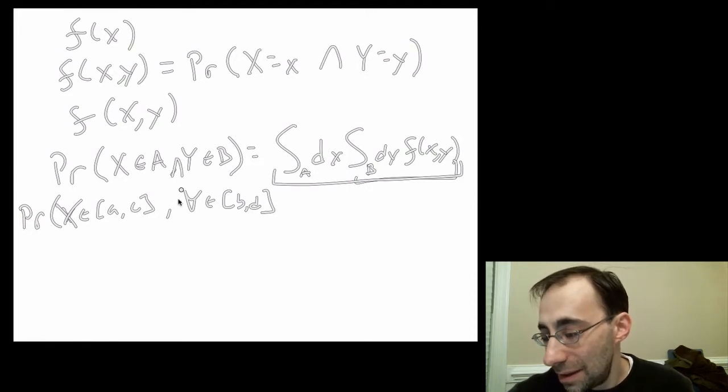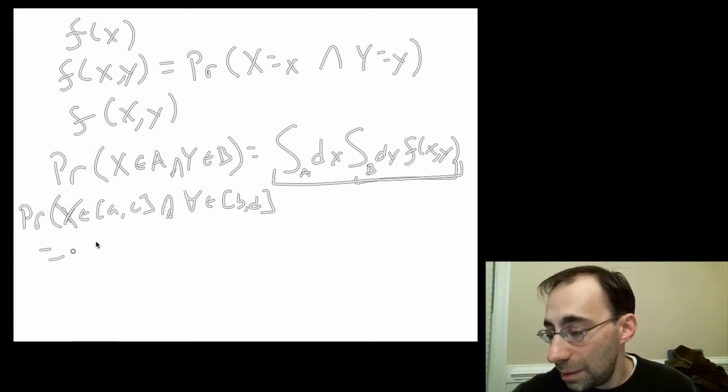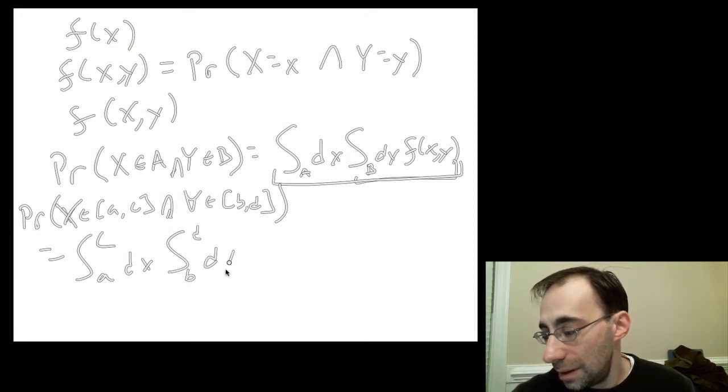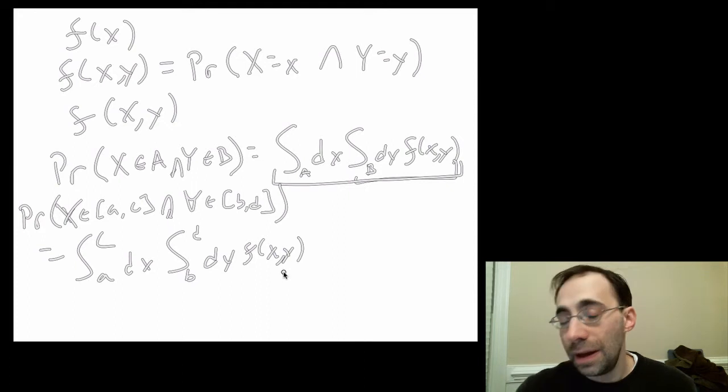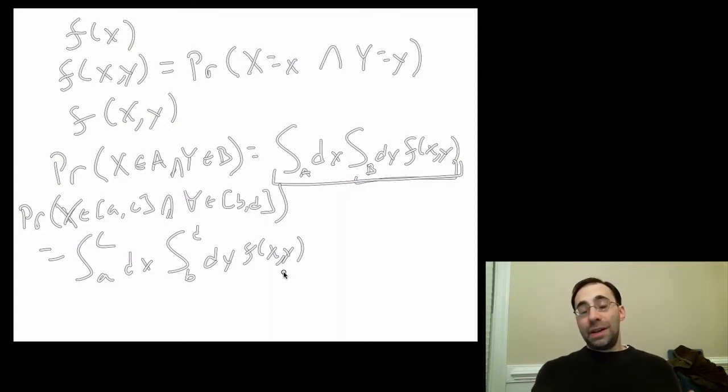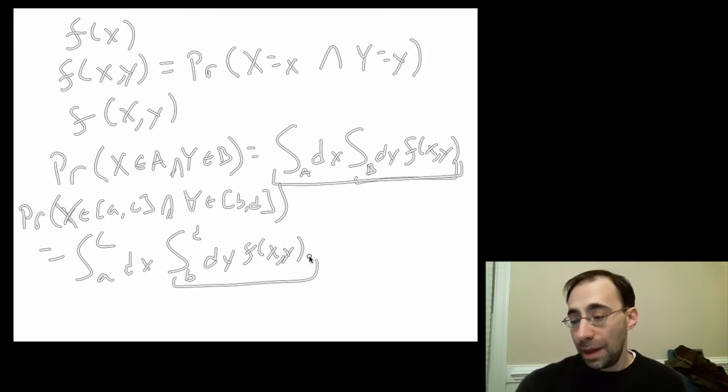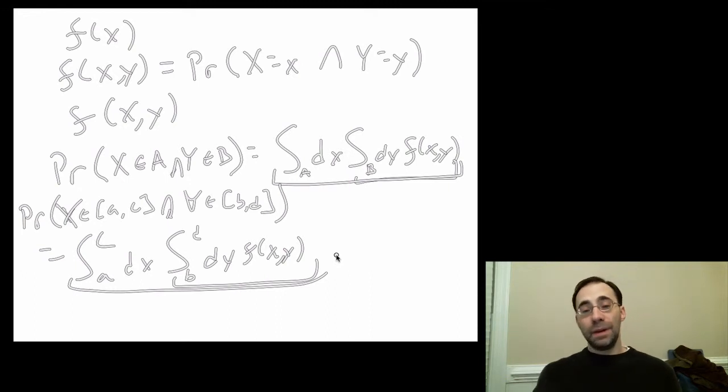So this would be equal to the integral from A to C dx times the integral from B to D dy of f of x, y. This is again a double integral. And so you can see it's the exact same thing in general as how you would figure the probability for one single variable, except now you have two variables, there's an "and" involved, so you have to integrate twice: once to deal with the y, and then once to deal with the x. But it's no different conceptually, it just has two variables at the same time to deal with.